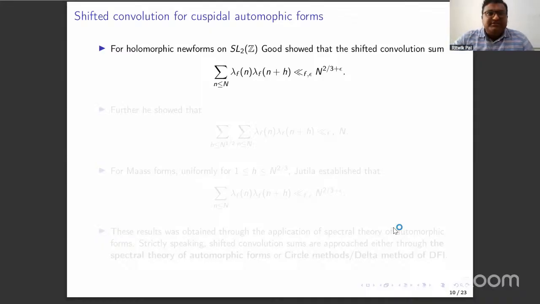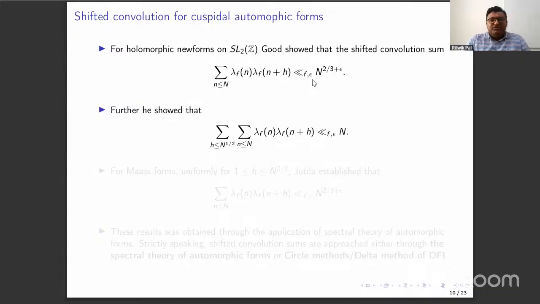Now, for SL2Z holomorphic cusp forms, it was first Good who showed that there is a cancellation over the shifted convolution sum, and he was able to save over the trivial bound, which is n. One can apply Cauchy-Schwarz and then the Rankin-Selberg estimate, and one can see that the trivial bound of the shifted convolution sum is n. So Good was able to save n to the power 1/3 minus epsilon.